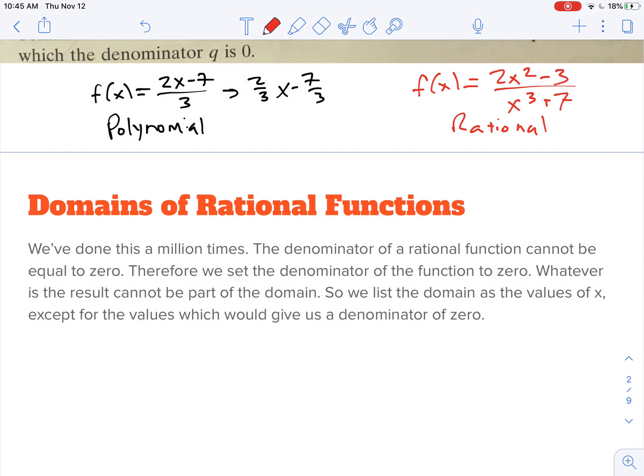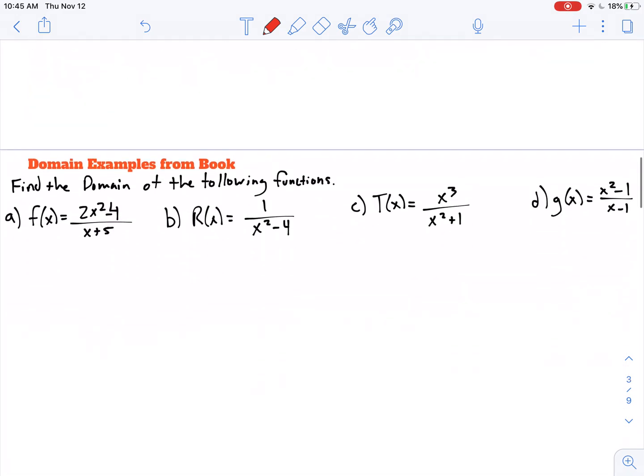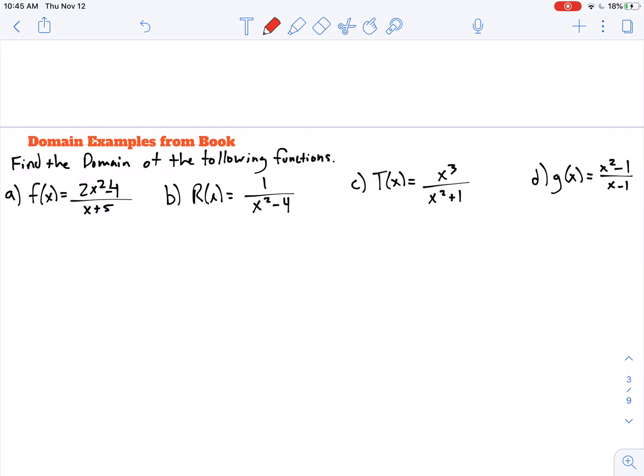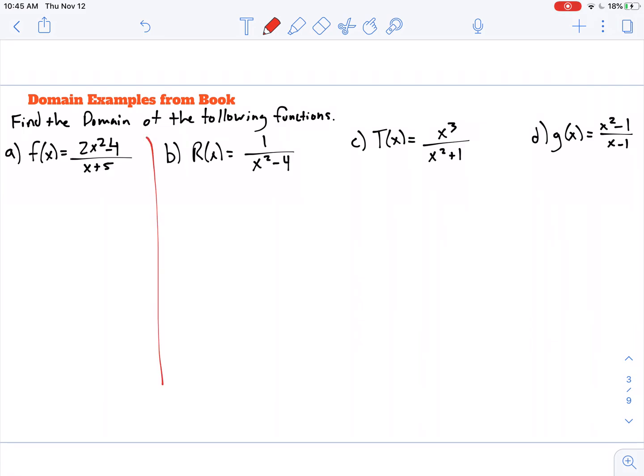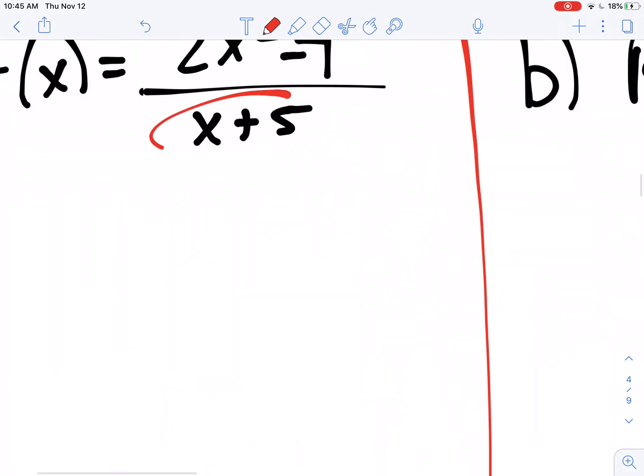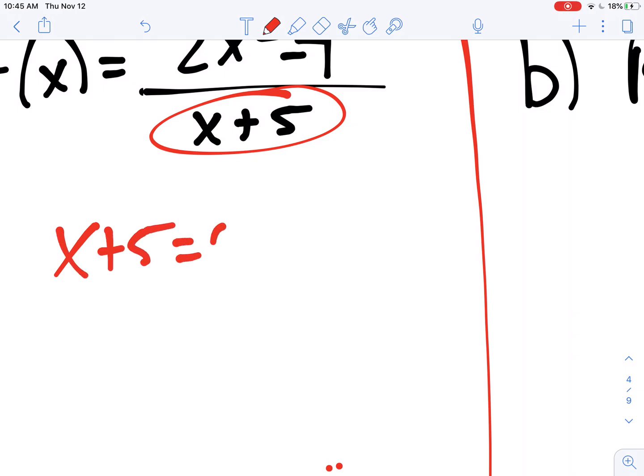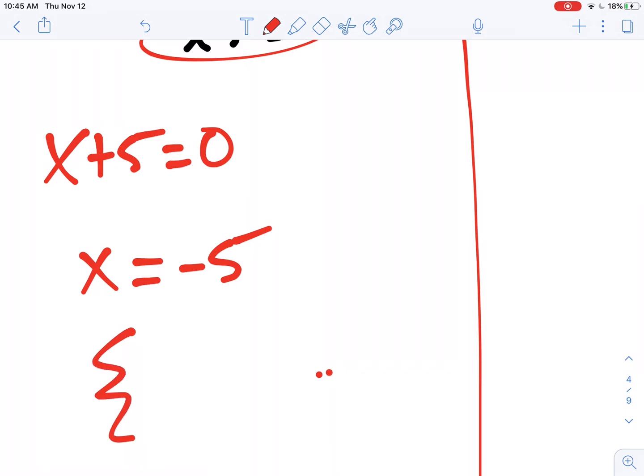If we get a value of 0 in our denominator, we cannot perform a mathematical operation. It simply does not exist. So we set our denominators equal to 0 and we solve. So to find the domain of a, my denominator is x plus 5. I set x plus 5 equal to 0. I get x is equal to negative 5. So my domain is all values of x where x cannot be equal to negative 5.